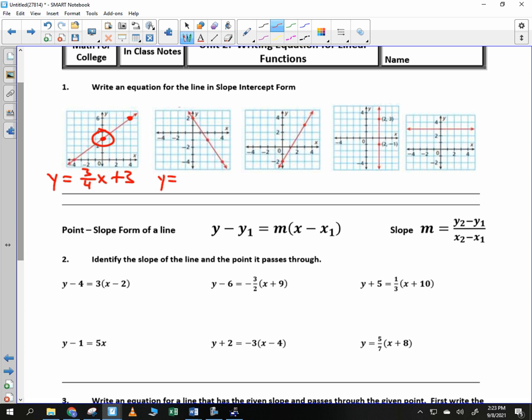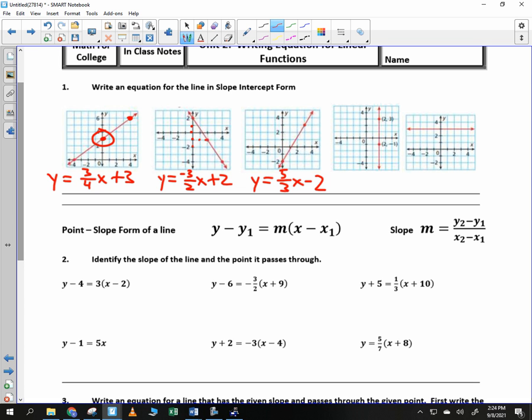How about the next one? y equals? Looks like I go down 3 and over 2. So negative 3 over 2. And then the intercept is 2, so plus 2. Next one is y equals, I go up 1, 2, 3, 4, 5. I go up 5 and over 3. And it looks like it crosses through negative 2.